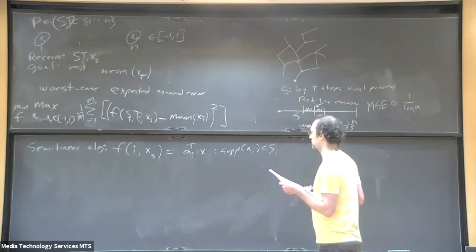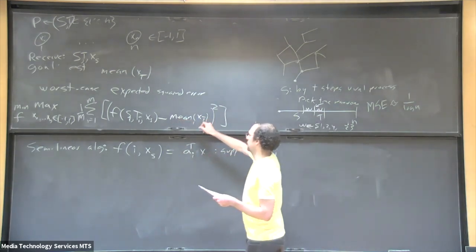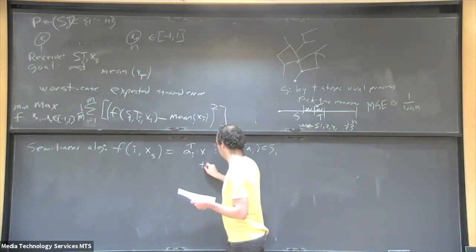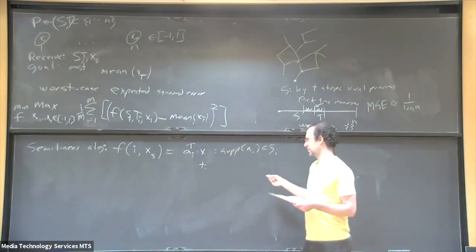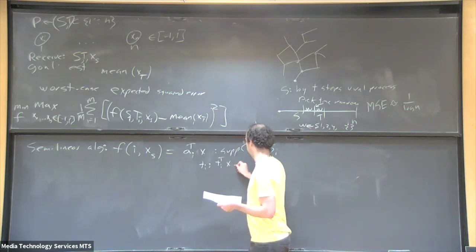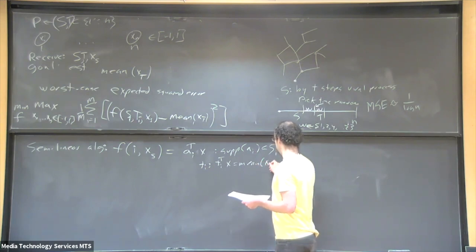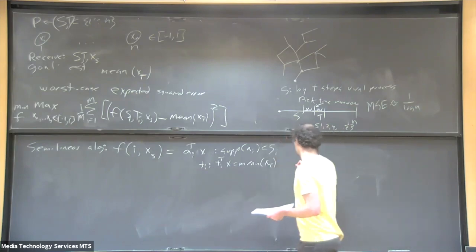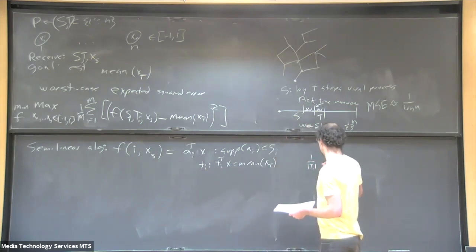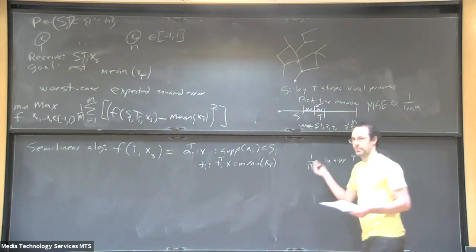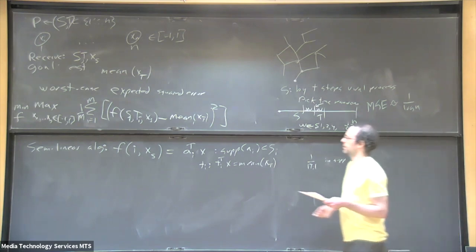Okay, great. So let me introduce some more notation. Instead of writing the mean of x over t, let me say that little t_i is the vector such that the dot product of t_i with x is the mean of x over t. So t_i is just one over the size of T times the indicator of the support of T.